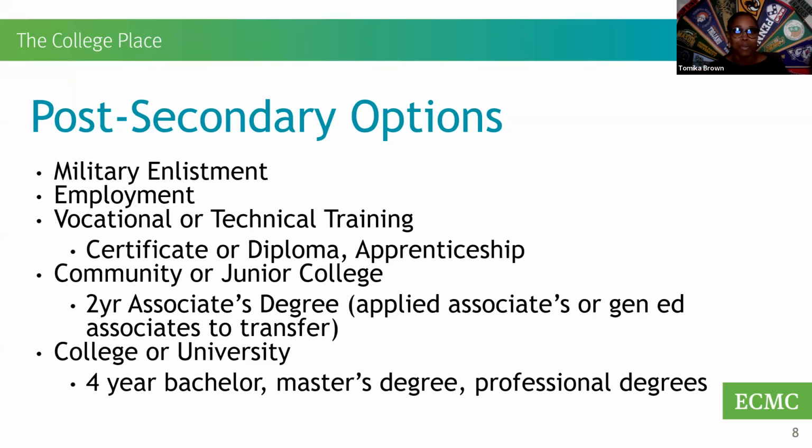Lastly, students can pursue a college or university to get a 4-year bachelor's degree or a master's degree or professional degree, but they build on one another. So a student will need to have a 4-year bachelor's degree before they pursue a master's degree, and a 4-year bachelor's degree before they pursue a professional degree. So they have to start with a bachelor's degree to move forward.